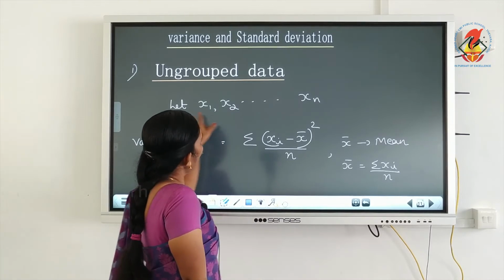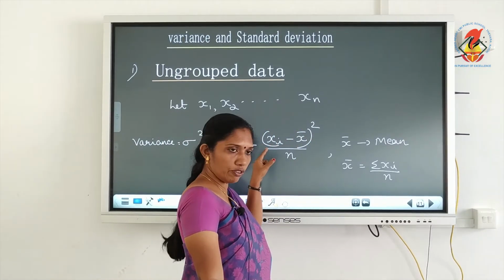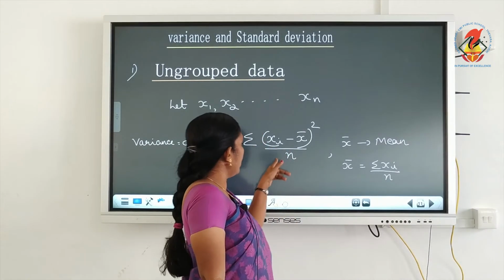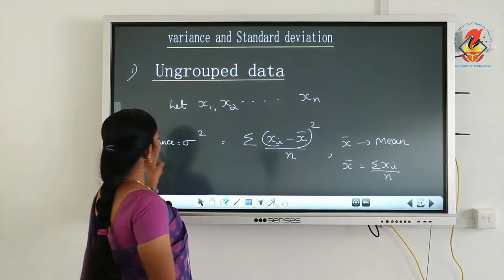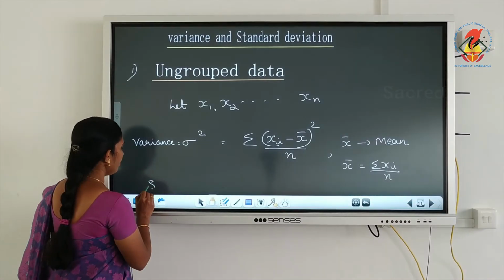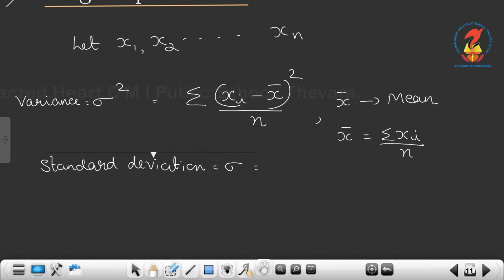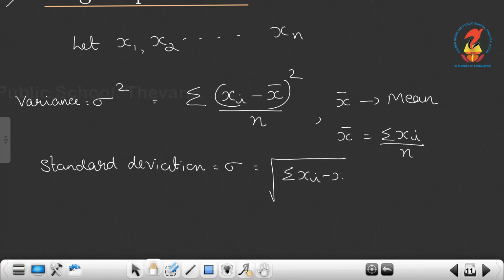So first you have to find the mean, then take the difference xi minus x bar, then take the square, then find the sum and divide by n. So this is variance. Now what is standard deviation? Standard deviation is the square root of the variance. It is denoted sigma, not sigma square. So sigma is defined as the square root of sigma xi minus x bar whole square by n. This is for ungrouped data.